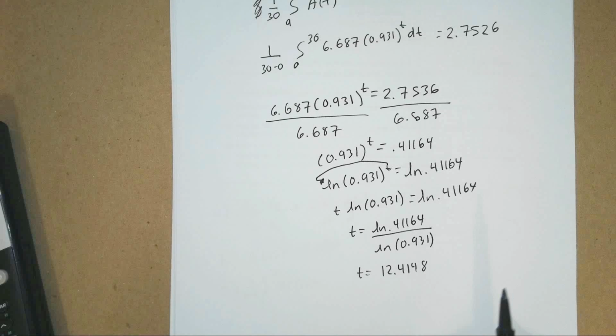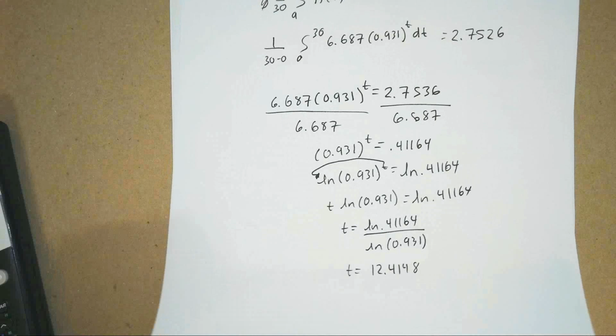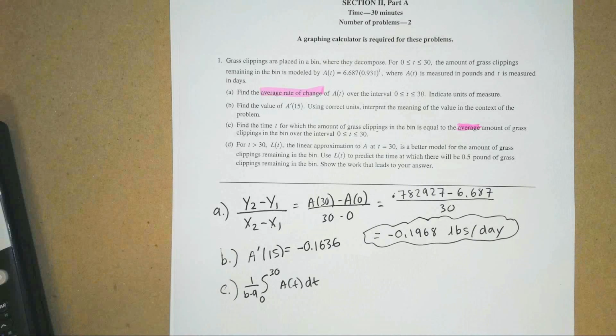So that's going to lead us to part D. In part D, it says, for time greater than 30, L of t, the linear approximation to A at t equals 30, is a better model for the amount of grass clippings in the bin. Use L of t to predict the time at which there will be 0.5 pounds of grass clippings remaining in the bin.